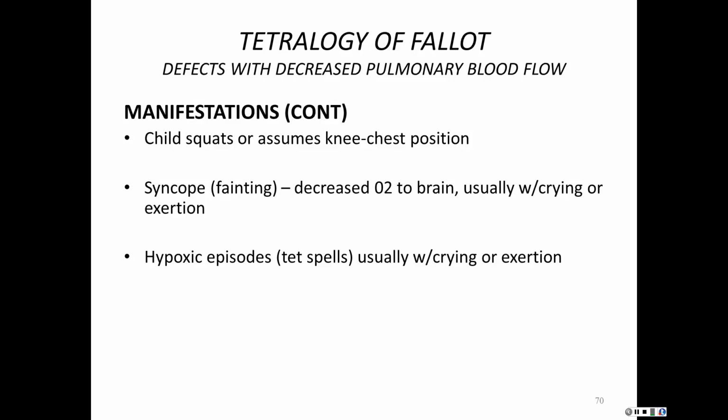Other manifestations that you may see are because these children have cyanotic effects, called TET spells. Basically, it's really hypoxic. When these children have these TET spells, if they're older children, they will assume a squatting position or a knee-chest position. This really helps to shunt the blood back up to the heart and get the blood moving back to the pulmonary circulation. They can have syncope or fainting.